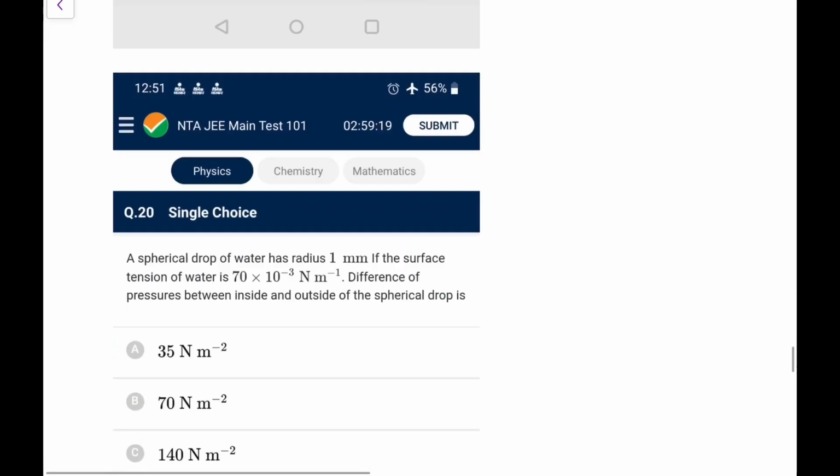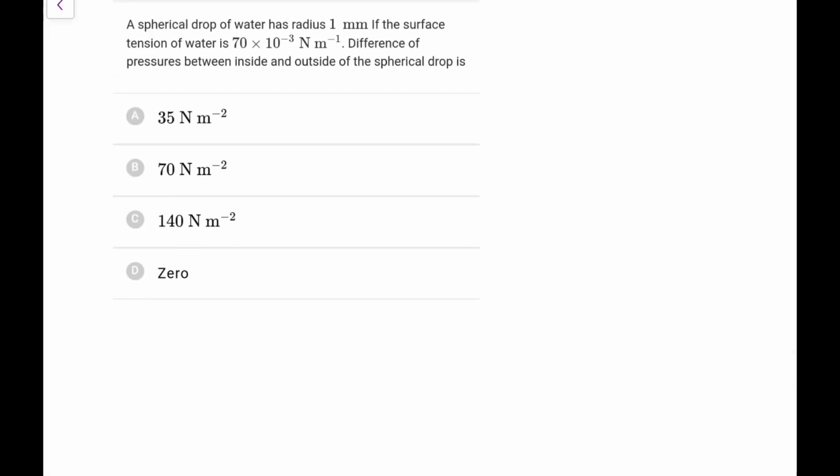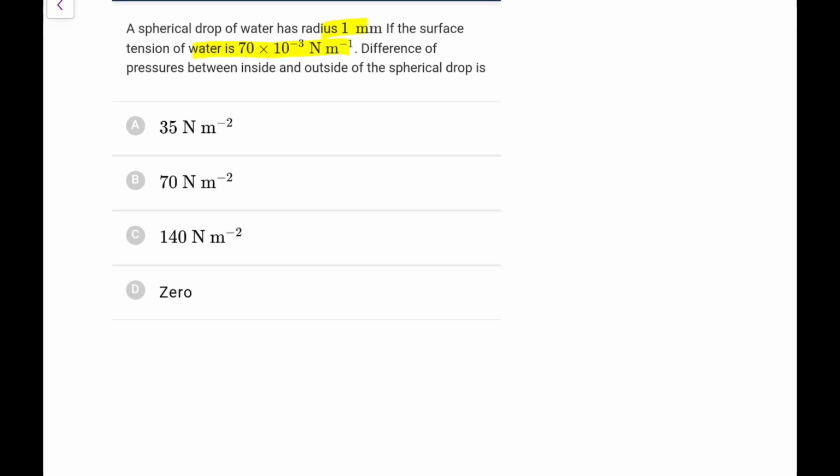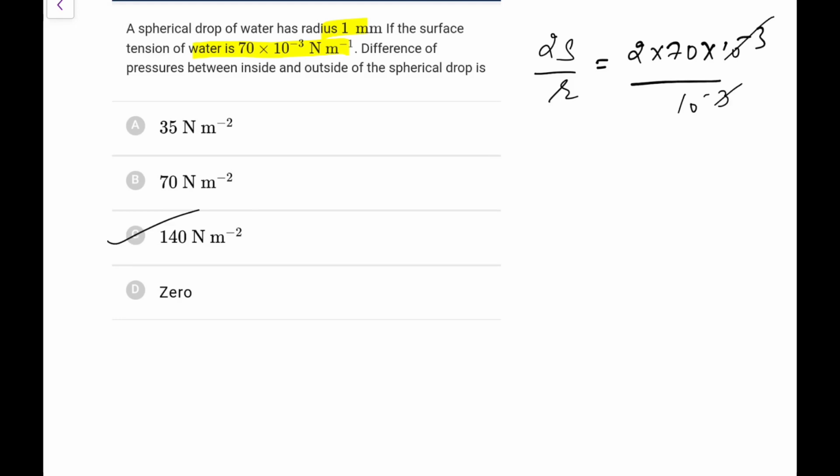Next, a spherical drop of water has radius 1 millimeter. If the surface tension of the water is this, the difference of pressure between inside and outside, that's an easy one for you. For a drop it is 2S by r, 2 into 70 into 10 raised to power minus 3 divided by 10 to the power minus 3. So it is 140 Newton per meter square. That's a very easy one for you.